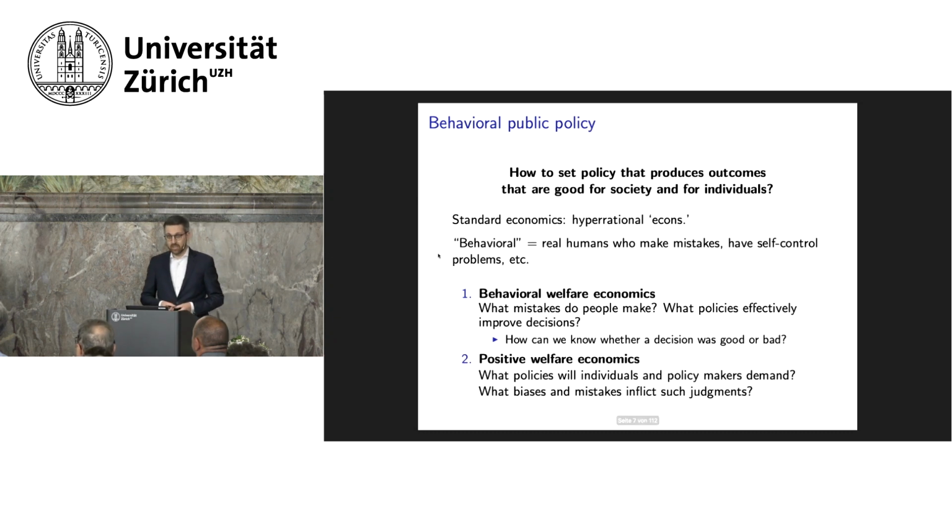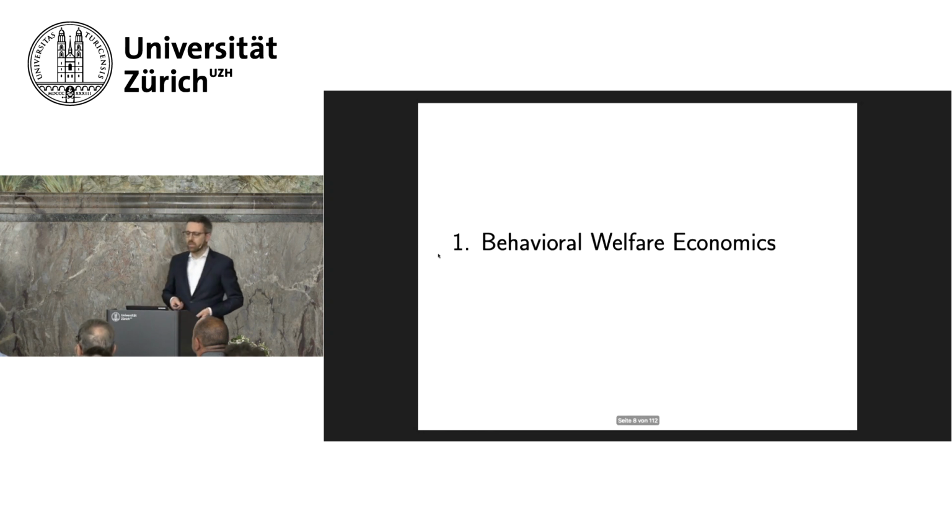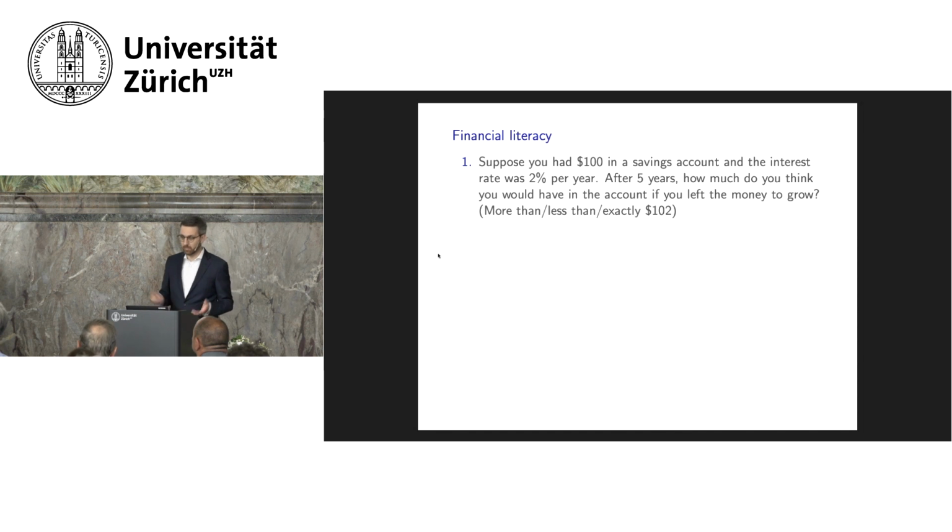The second question is positive welfare economics. So we're trying to describe what type of policies individuals and policymakers will demand, and whether perhaps their demands for policies are afflicted by biases and mistakes, because policymakers too are human. So let me get started with behavioral welfare economics, in particular with an application to personal finance.